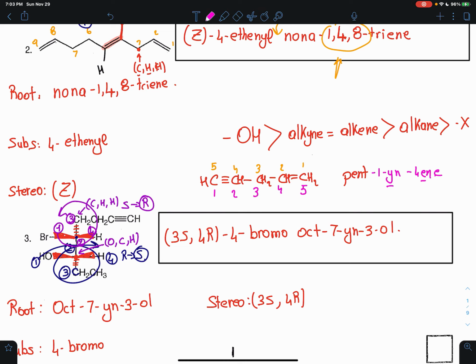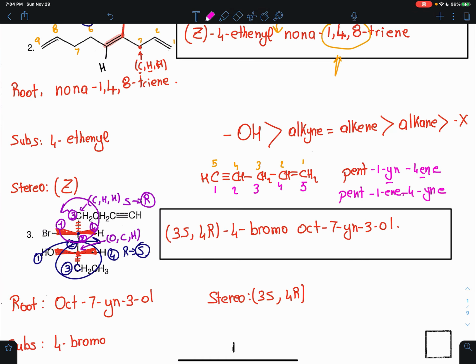So it would be pent-1-ene, and then 4-yne with an E at the end. Well, there's no E here. Anyways, I don't think that's a really good example, but I hope you guys got my point.